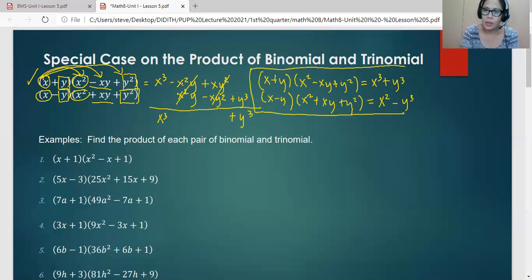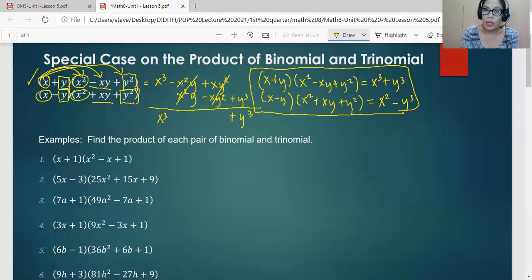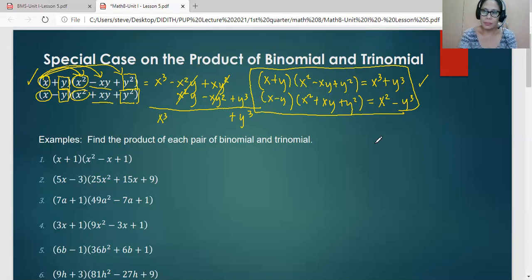Now, if the relationship between the two factors here exists in these examples, we're going to make use of this pattern. So let's start working on the example exercises.